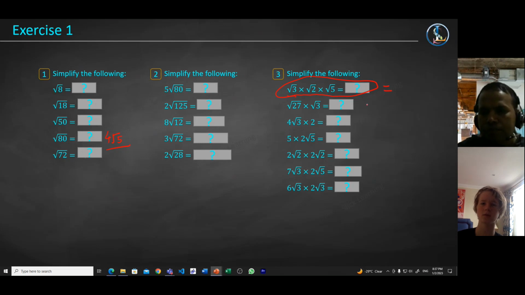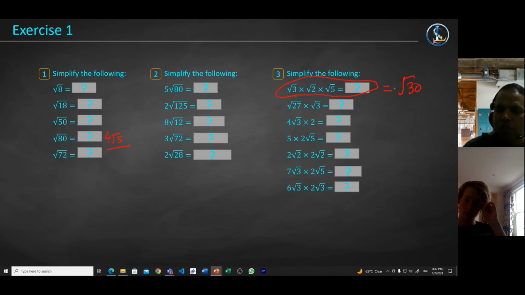Yeah, wouldn't you just times them all together? So 30. Yeah, square root 30. Yeah, that's right. So that's going to be a square root 30, since 30 is not a perfect square and we cannot make it in a rational form. So that's simply going to be square root 30.